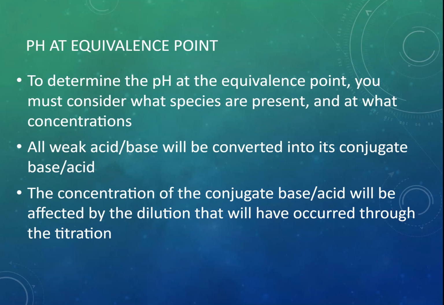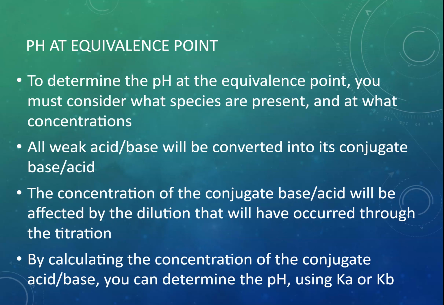So what you need to figure out first is what is the new concentration, and from that you can then calculate the pH of a weak acid or a weak base, which is basically what you've got present, just using those Ka and Kb calculations that we've talked about previously.